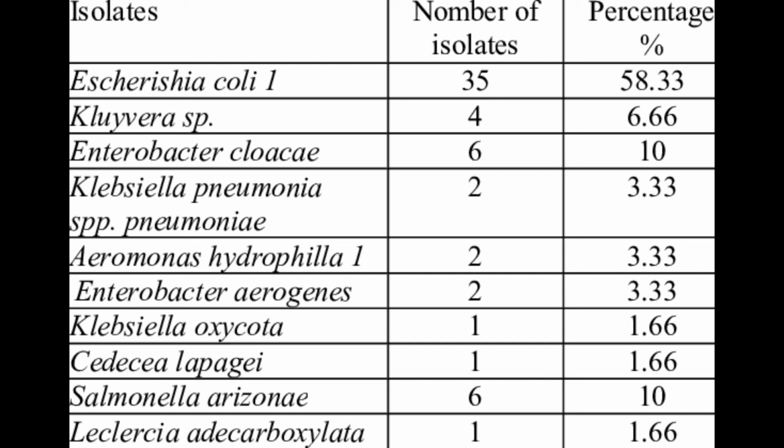Their oxidase is positive except for Vibrio metschnikovii. They are fermenters of glucose, facultative anaerobic, and grow well in routine media.